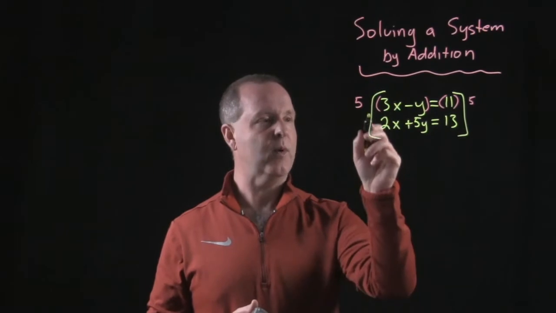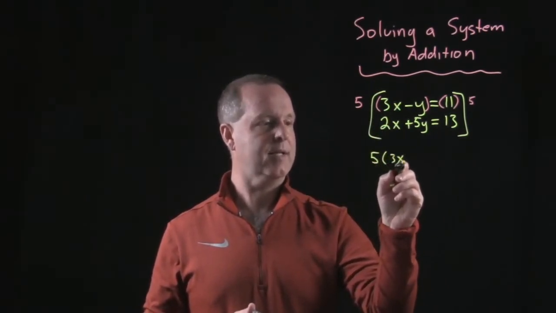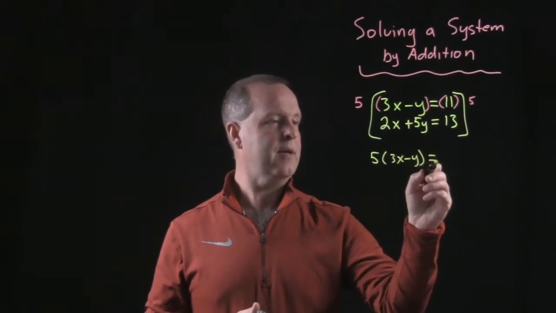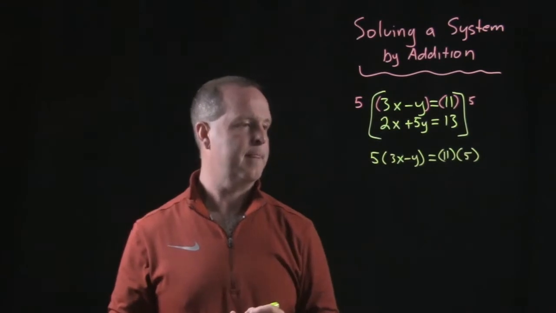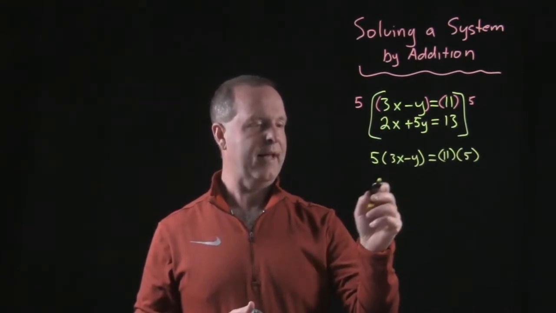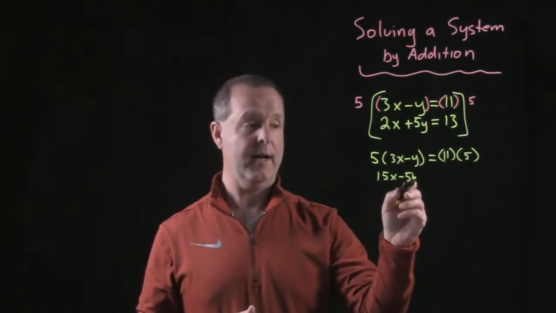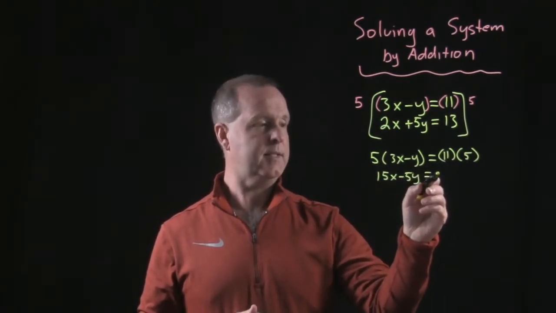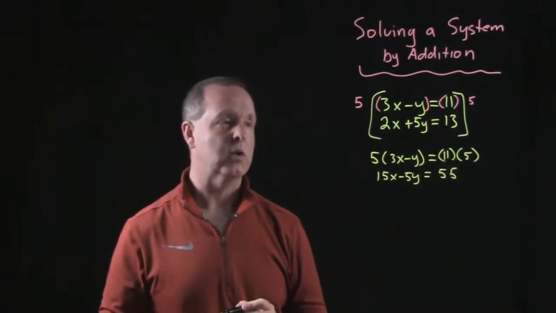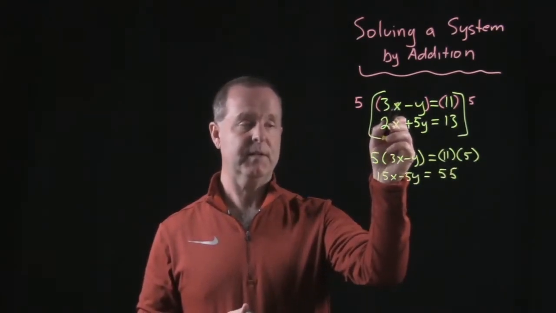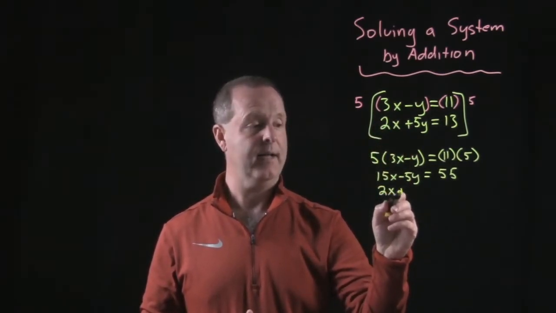So let's rewrite this system. This becomes 5 times 3x minus y equals 11 times 5. That becomes 15x minus 5y equals 55. All right, I like that. So let's use that, which is equivalent to my first equation. Let's take the second equation, which we did not modify.